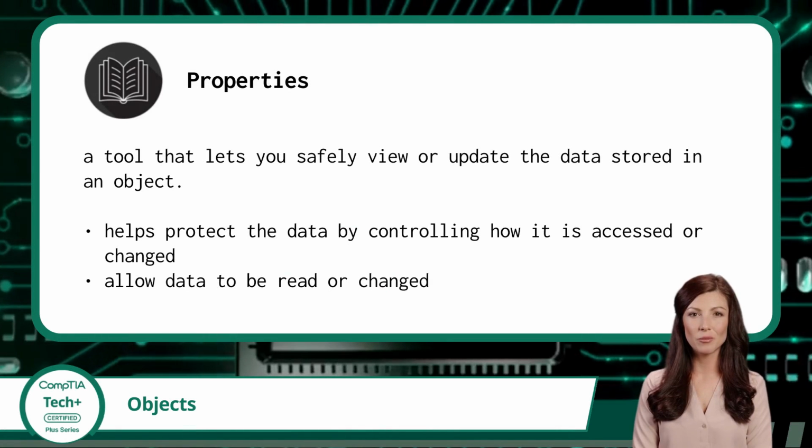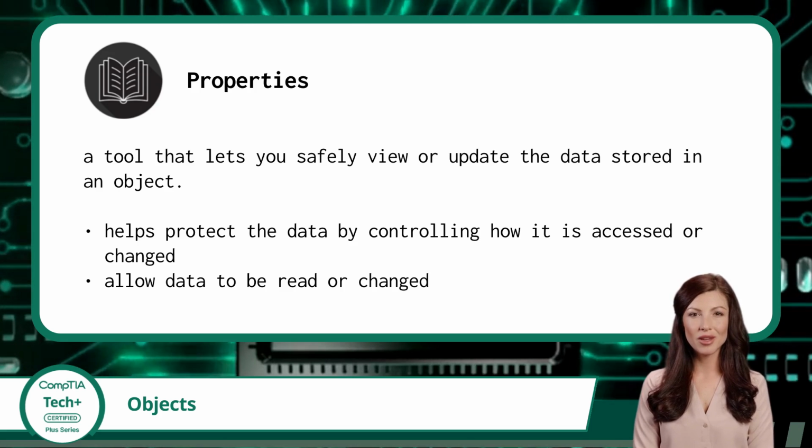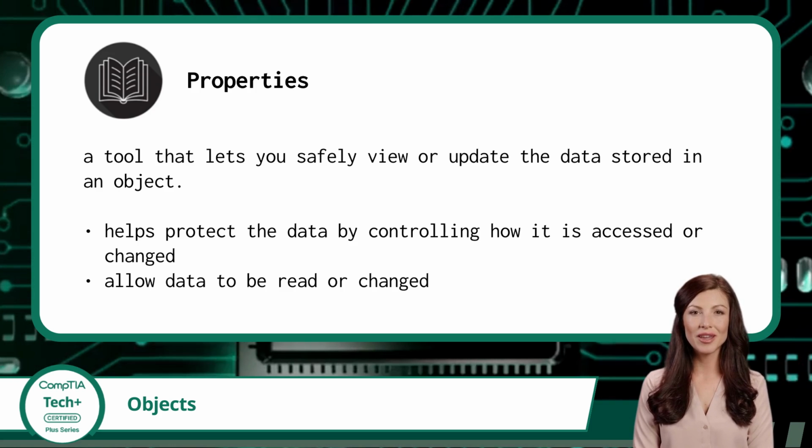Next, let's talk about properties. A property is a tool that lets you safely view or update the attributes stored in an object. It helps protect the data by controlling how it is accessed or changed. Properties act as a bridge between the internal data and the external code that uses the object. They often allow data to be read or changed, but in a safe and structured way.